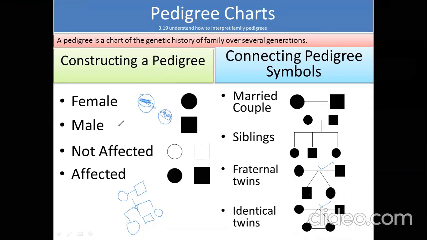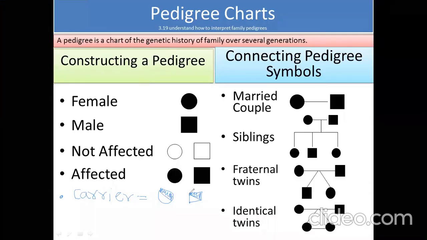She's a carrier. For male, that sign, but half shaded. Okay. So please mention for carrier: if she's female, round with half shaded. If male, sorry, square with half shaded. Do it like this, boys.